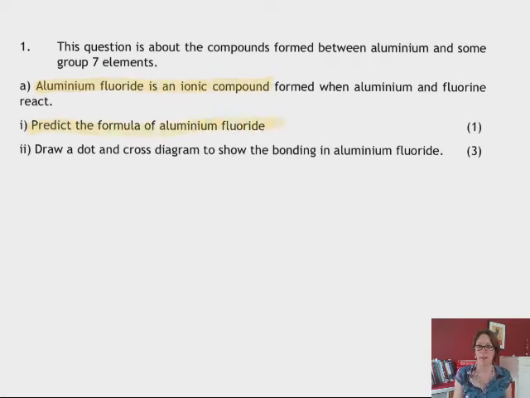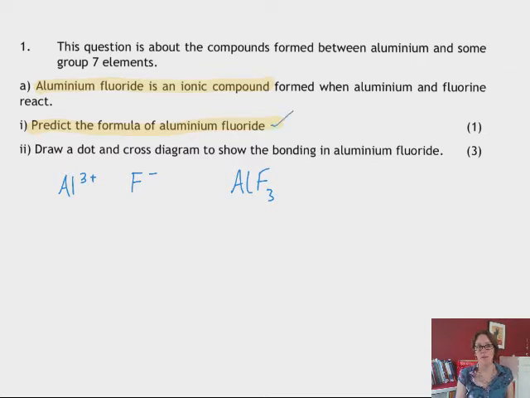We're going to need to remember that when we do the dot and cross diagram, but first we just want a formula. So aluminium is in group 3, so we can assume it's going to make a 3+ ion, and fluorine is in group 7, so it's going to make a 1-. So the formula is going to be AlF3.